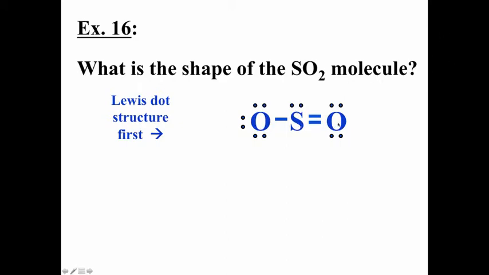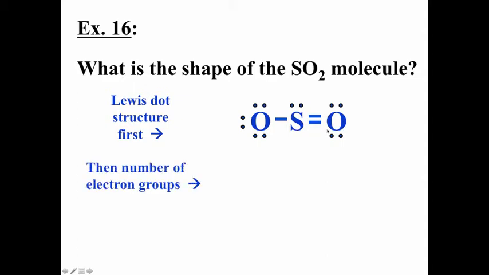Sulfur in the middle, oxygen on either side, single bond to one oxygen, double bond to the other oxygen, lone pair of electrons on the sulfur, and then of course note this is resonance, where the double bond could be to this oxygen or to the other oxygen. So the real SO2 molecule will not have a double bond and a single bond, but more like a 1.5 bond on this side and a 1.5 bond on that side. And of course the lone pair.